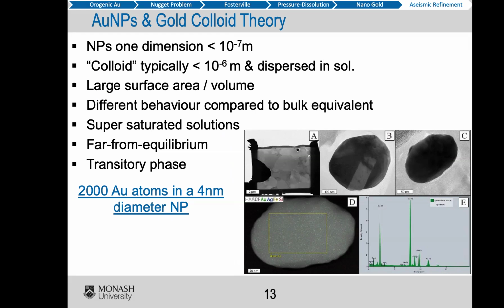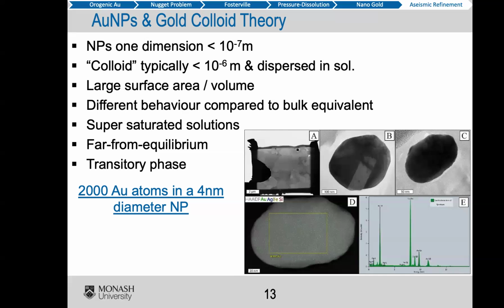The reason why this was exciting was that a 4 nanometer gold particle has about 2,000 gold atoms in it, which means when you're trying to explain how you make a large gold nugget in a vein, you don't need to have all that fluid there in the vein to explain how much gold you have there.